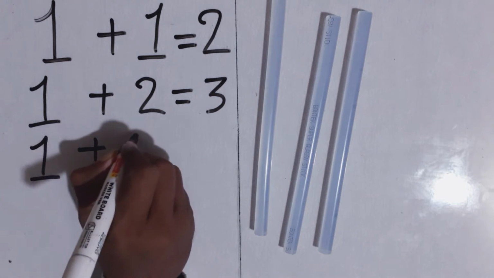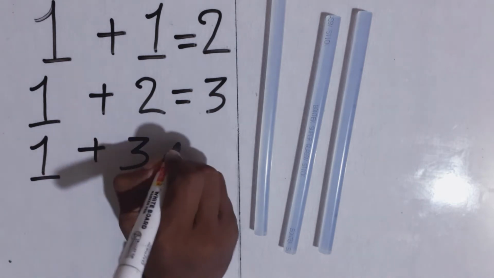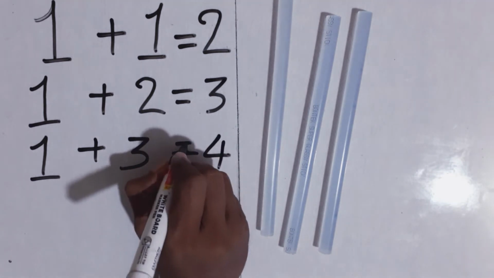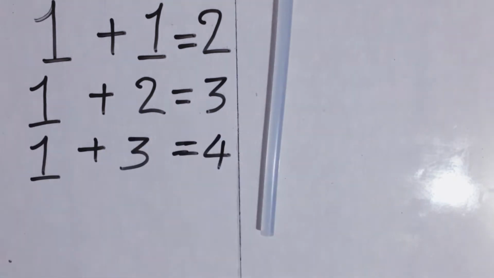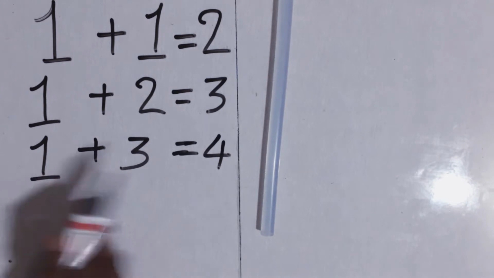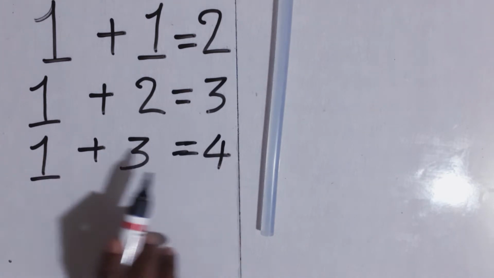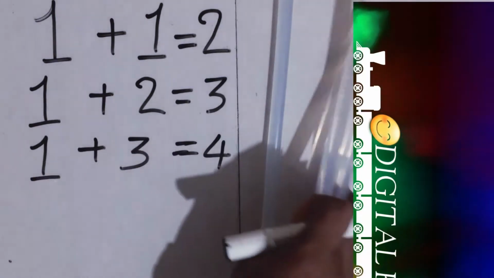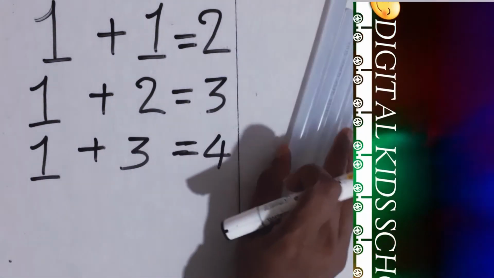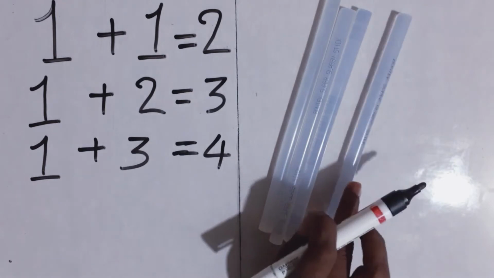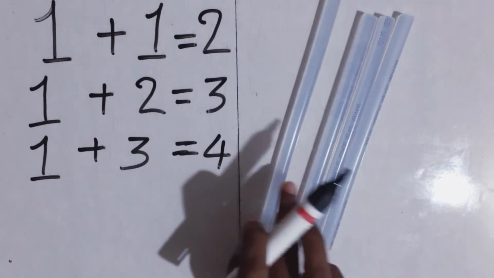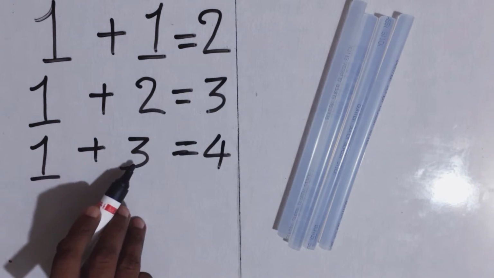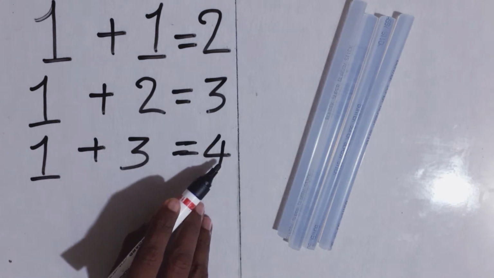1 plus 3 is equal to 4. See here, this is one stick. If we add 3 sticks, now you count the sticks. 1, 2, 3, 4. 1 plus 3 is equal to 4.